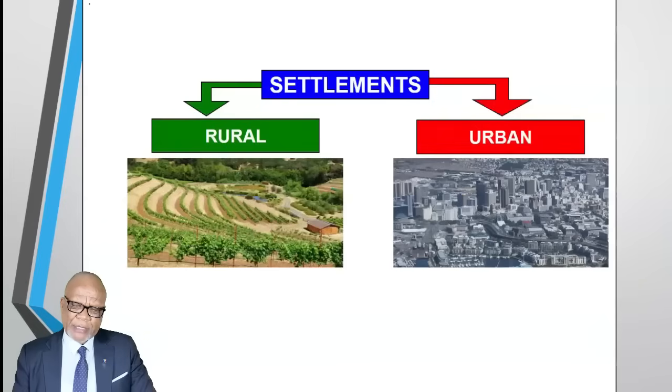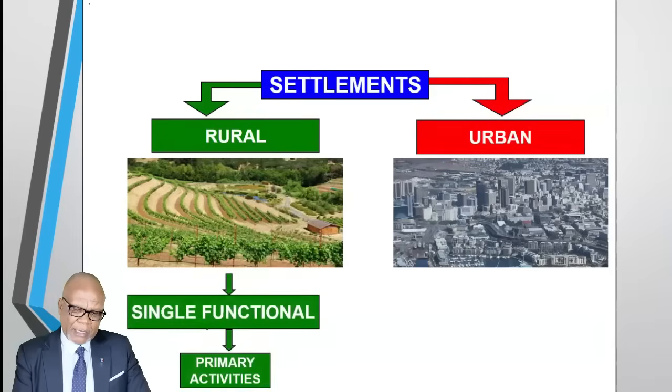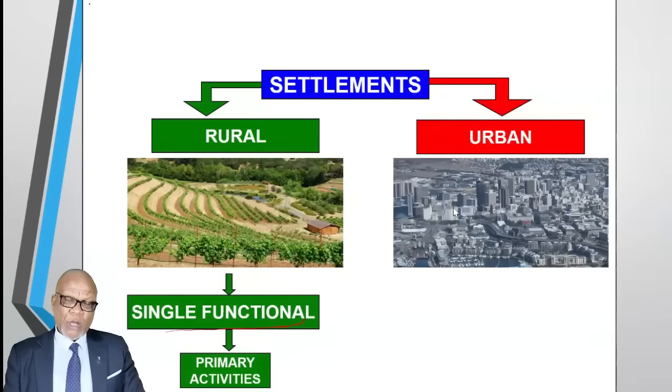Now let's look at settlements according to functions. Now we have two types of settlement according to function. We call them rural or we call them urban. What do we mean when we say settlement is rural? You mean a settlement is single functional. It means it has one dominant economic activity.